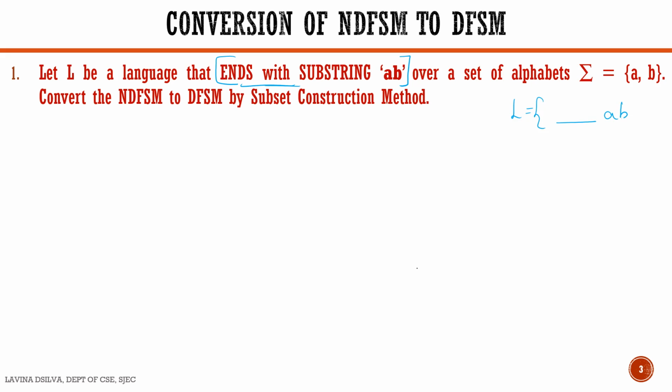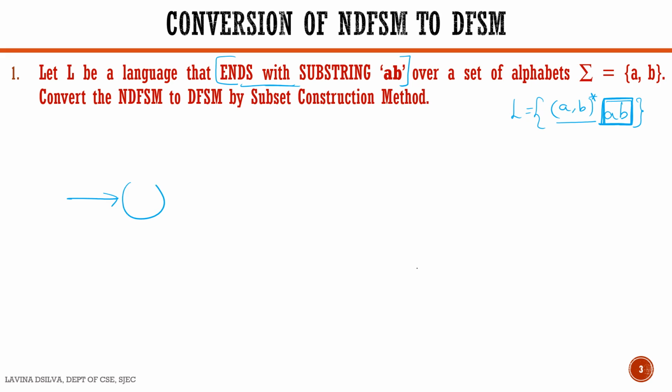Every string in this language has to end with the substring AB. So first we see an A and then we see a B. And prior to this substring AB, it can have any number of A's and B's. Therefore, NFSM will look like this.